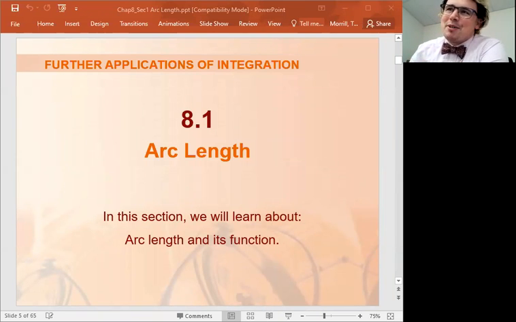Let's move on to the next section, which is arc length. We have done integrals which calculate area. That's our very starting off Riemann sums to find the area beneath a curve. We have done integrals to find volume.